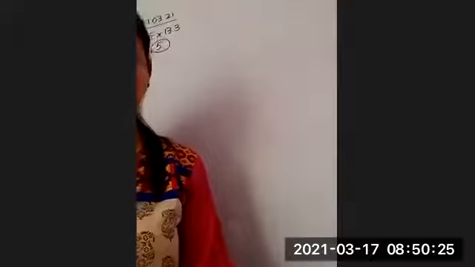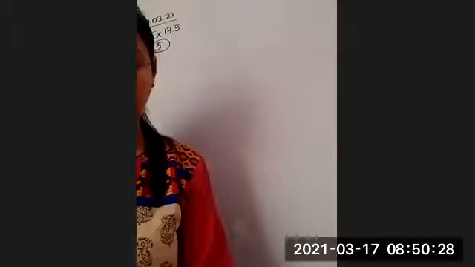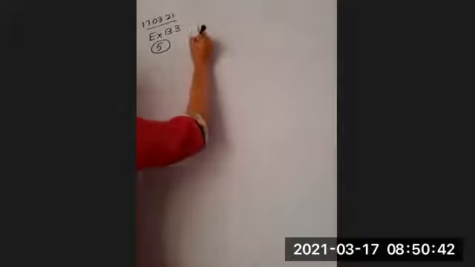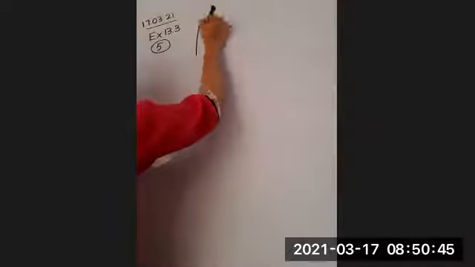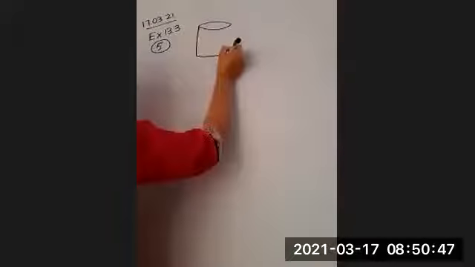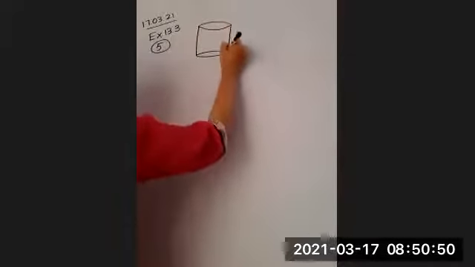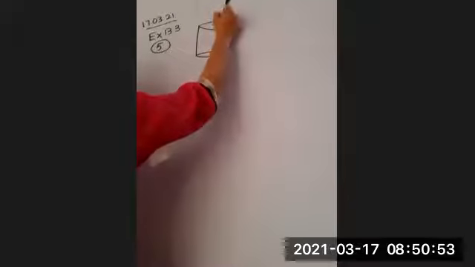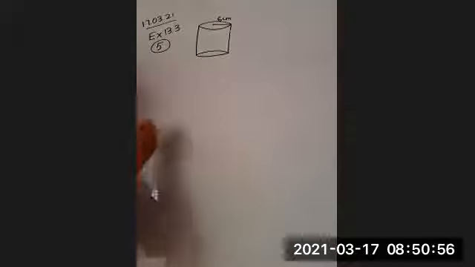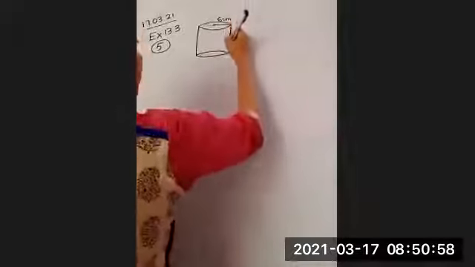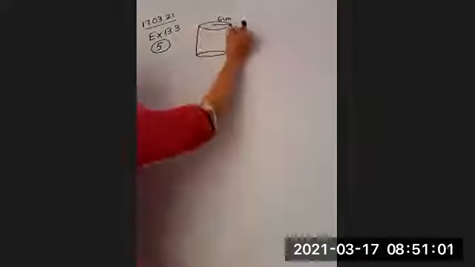A container shaped like a right circular cylinder having diameter 12 centimeter and height 15 centimeter is full of ice cream. Okay. We're given a container. Diameter is 12. So what is going to be the radius, children? 6 centimeter. And the height is given to be 15 centimeter.